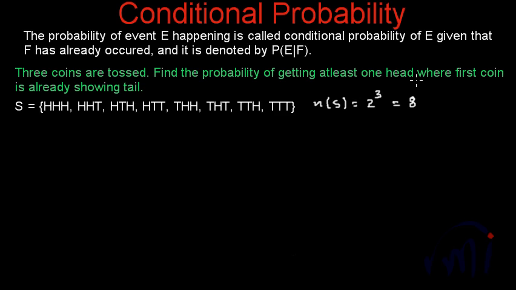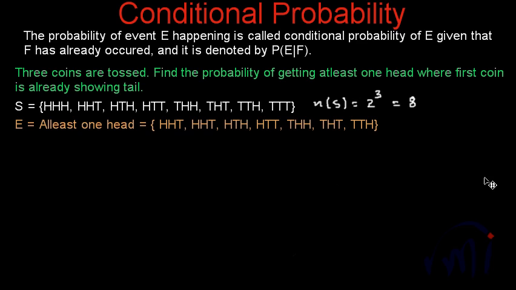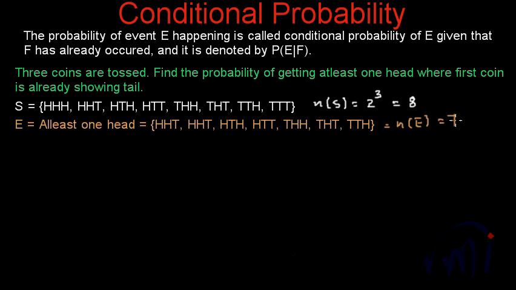Now if we talk about the event E of getting at least one head, E is the event of getting at least one head, and the elements of this event will be all these. It will have all the 7 elements of set S other than the one where you are getting all tails. So these are the 7 favorable elements of getting at least one head when you toss coins. The cardinal number of this event E is equal to 7.